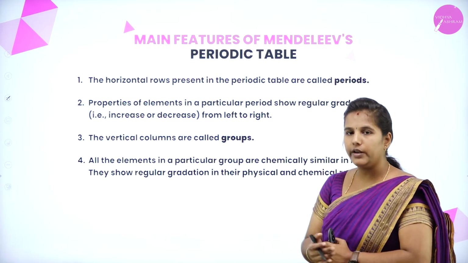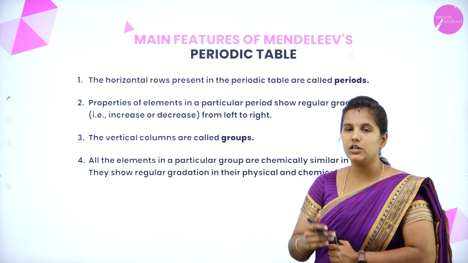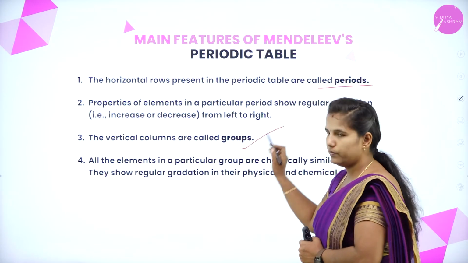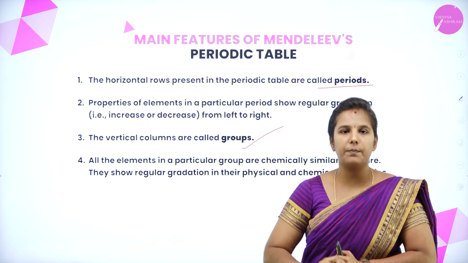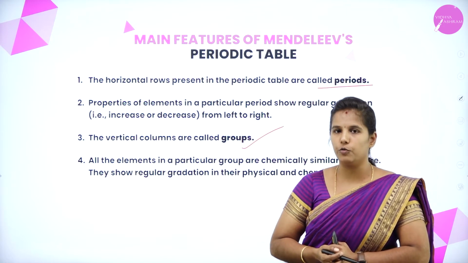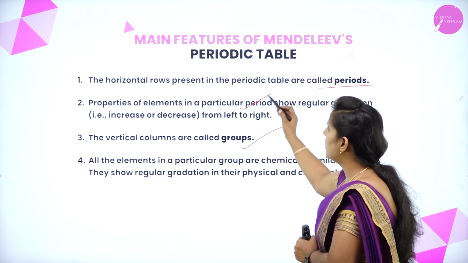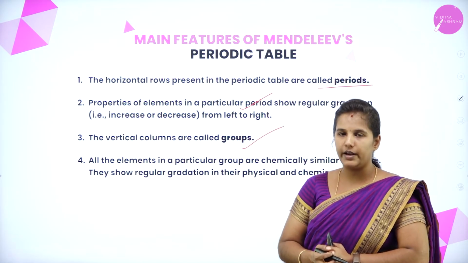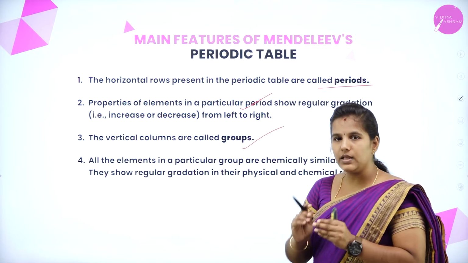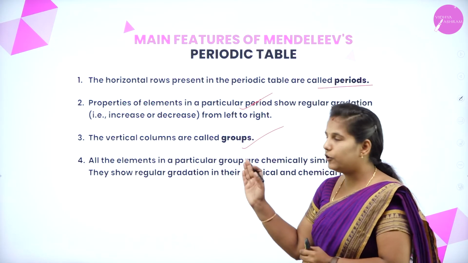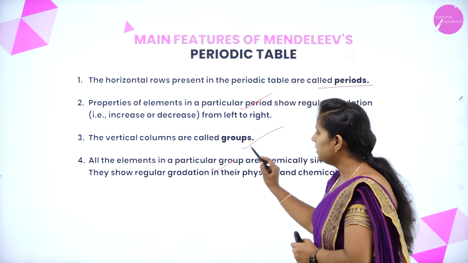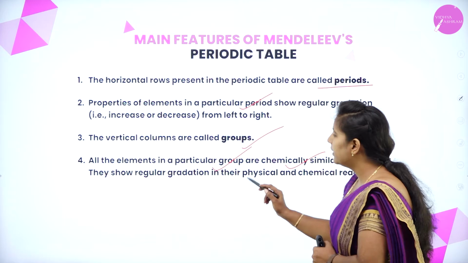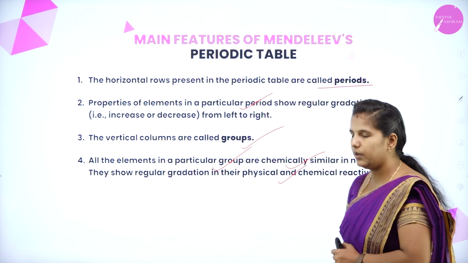In the Mendeleev periodic table, he considered the horizontal row as a period and the vertical column as a group. The properties of a particular period show a regular gradation from left to right, which means the properties of the elements always increase from left to right. Also, all elements in a particular group are chemically similar in nature and show a regular gradation in the physical and chemical properties.